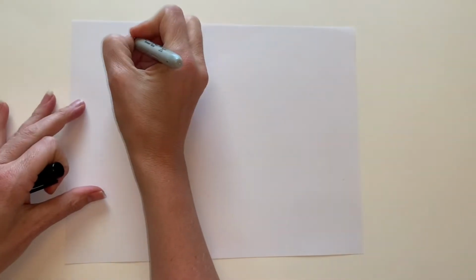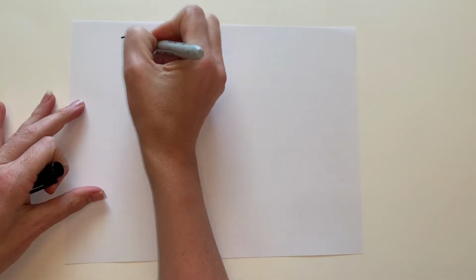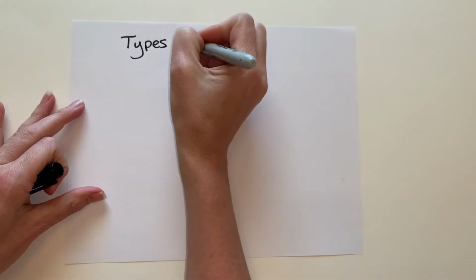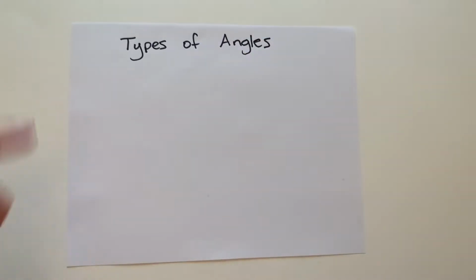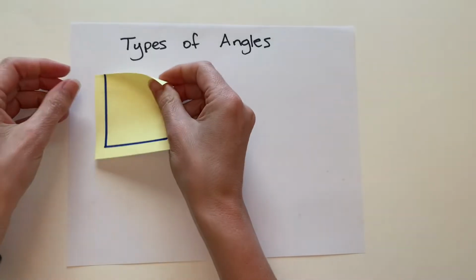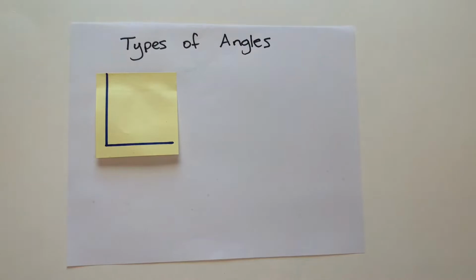In this lesson, you will learn about types of angles. So we're going to talk about three different types of angles today. Our first angle that we are going to talk about is this angle right here. So this angle is a right angle or a 90-degree angle.